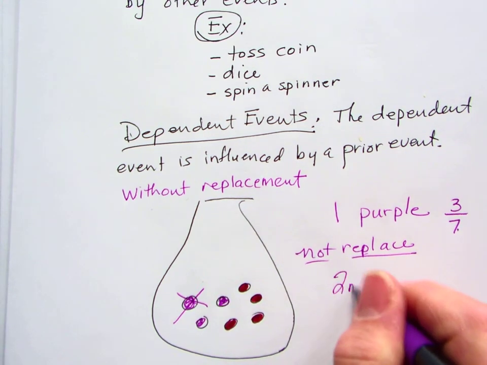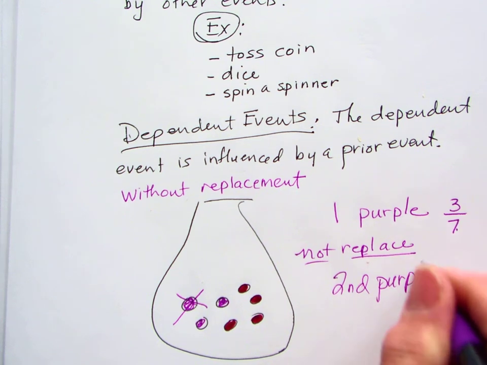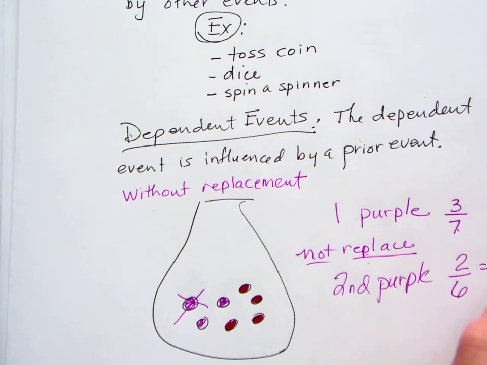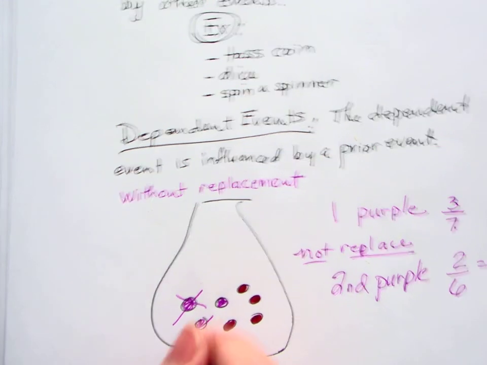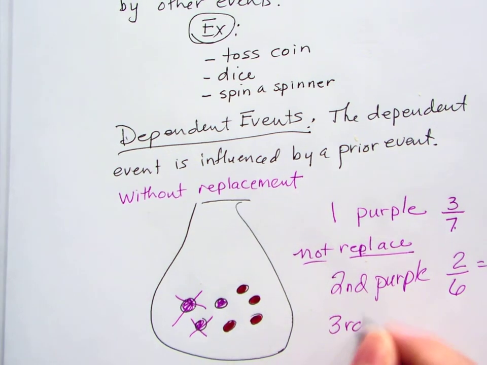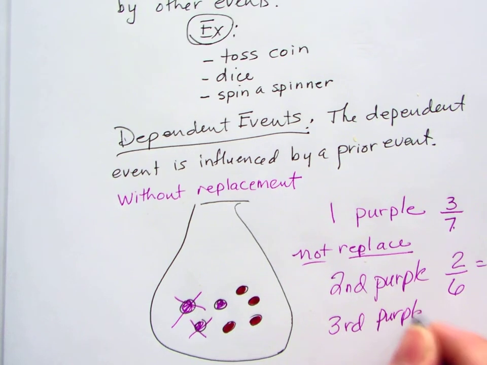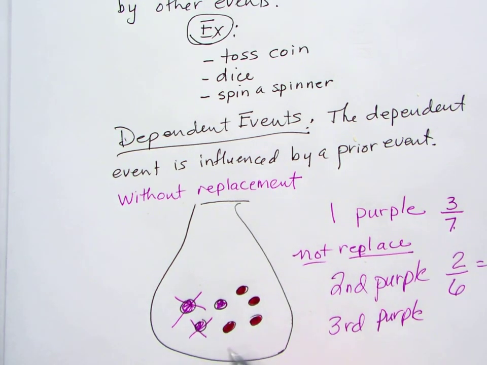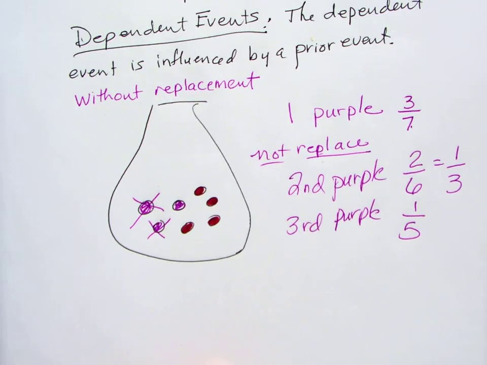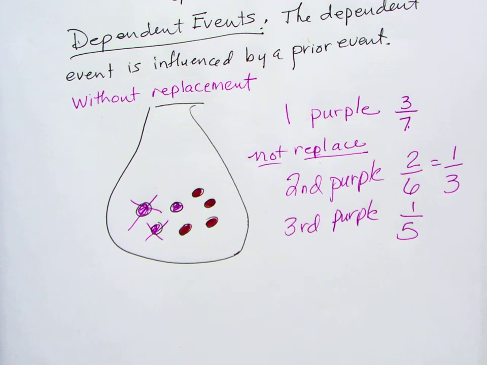So to get my second purple marble, the chances are now 2 out of 6 marbles, or 1 out of 3. Now if I go to get my third purple marble, the chances are now 1 out of 5. See how it changes? That is dependent event probability. And if you take the third out, 0 out of 4. That's right. If I take the third out, it's a 0 out of 4. And then you got nothing.